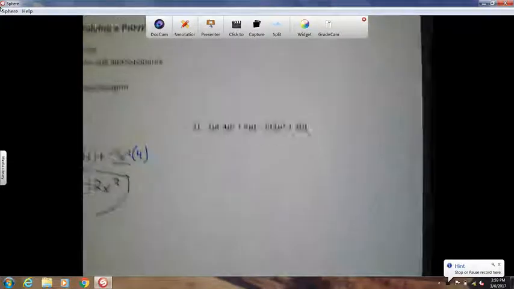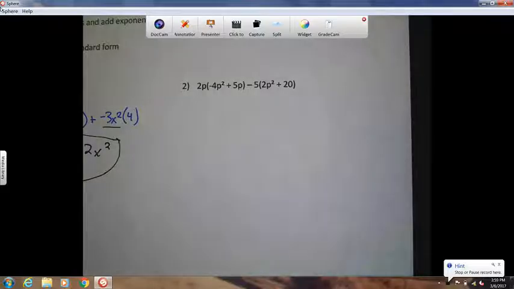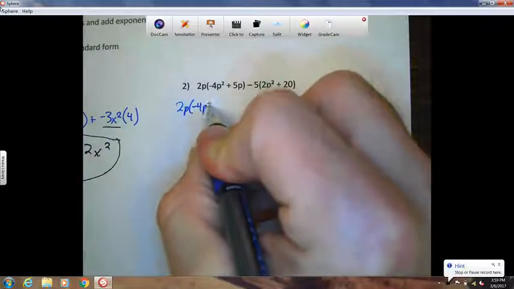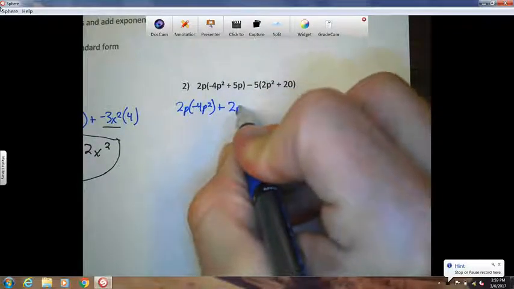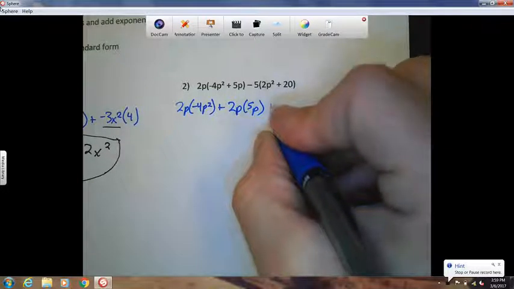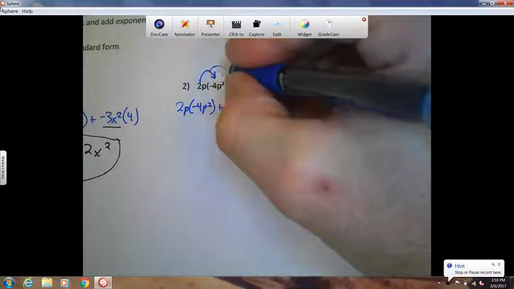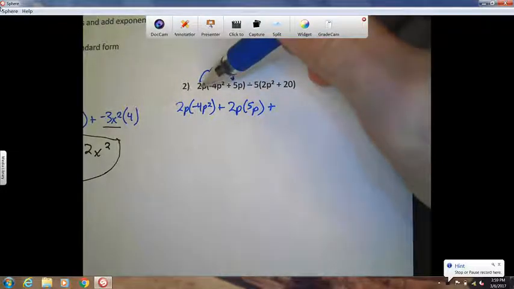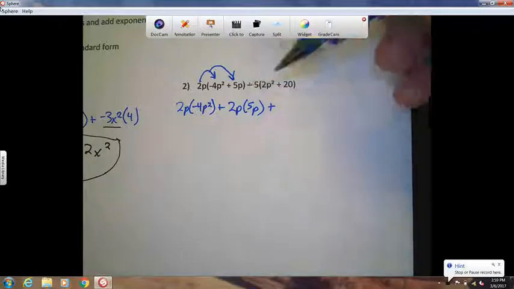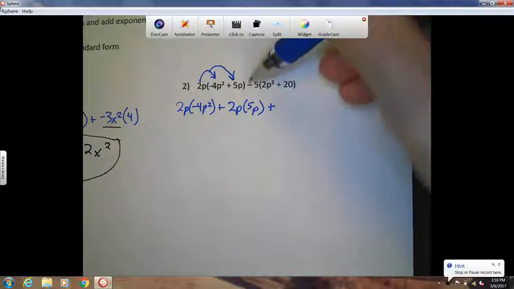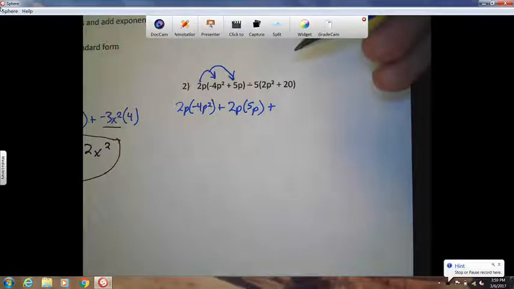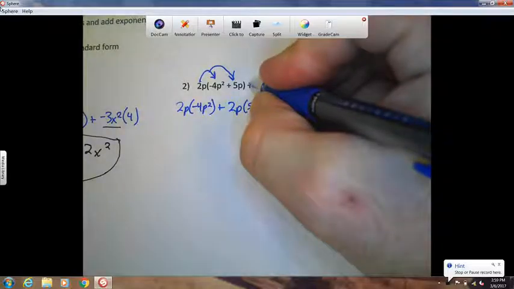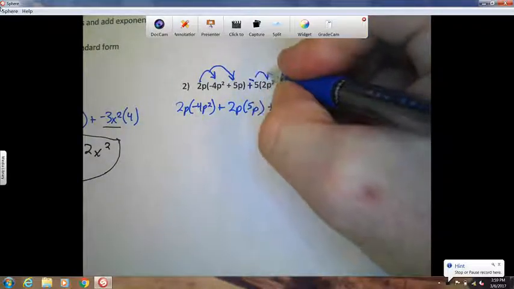Okay, I have two multiplication problems here. So I have 2p times negative 4p squared plus 2p times 5p plus, so I'm doing distributive property here. Now this is separate. This is not multiplied by 2p. It's a minus. The problem that people have here is they don't know what to do with this minus sign. It's subtraction. But I've been saying use addition of the opposite all the time. So forget about the fact that it says minus. Change it to plus a negative. So I'm going to do distributive property with a negative 5.